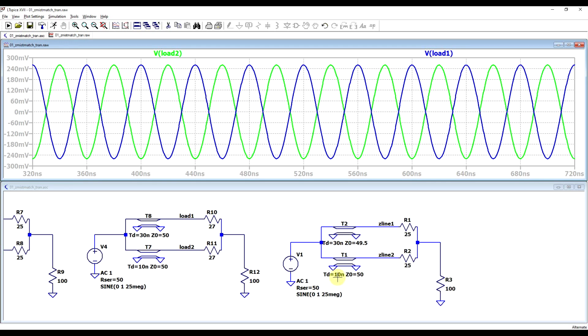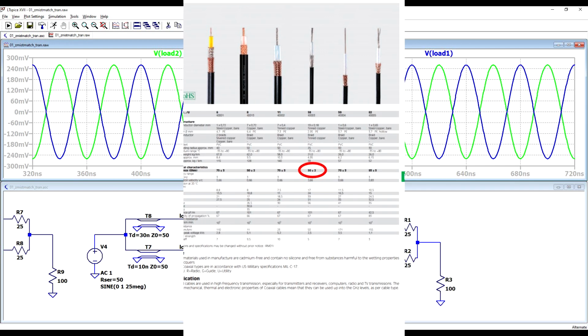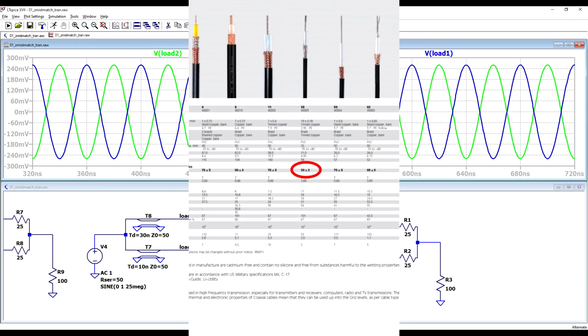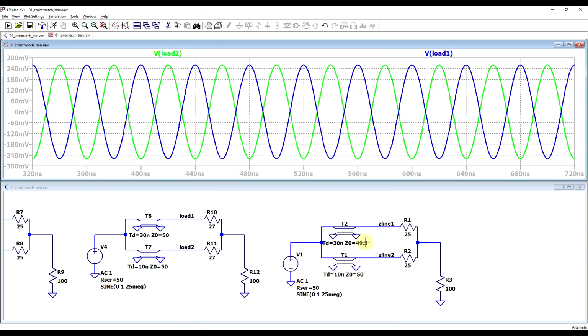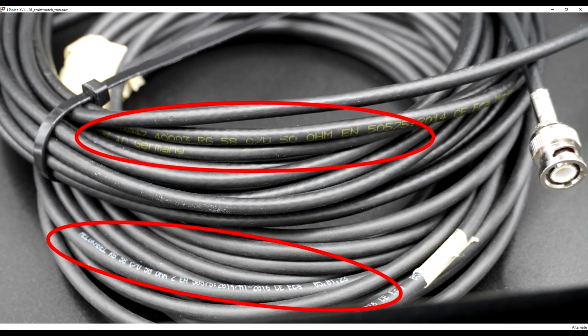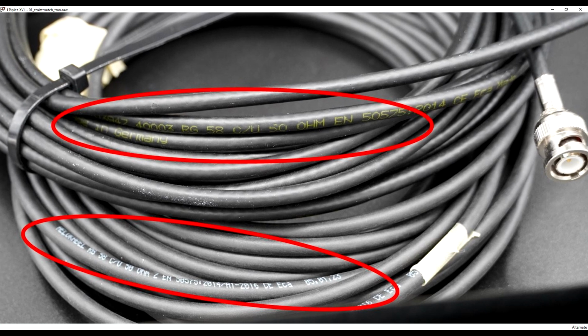Now, the last thing to look at is the cable's exact impedance. According to the datasheet of the 50 ohm cable that I'm using, the characteristic impedance is 50 ohms plus or minus 2. So a small mismatch, say half an ohm, should be perfectly realistic, especially considering that the two pieces of cable that I'm using are coming from different production lots.